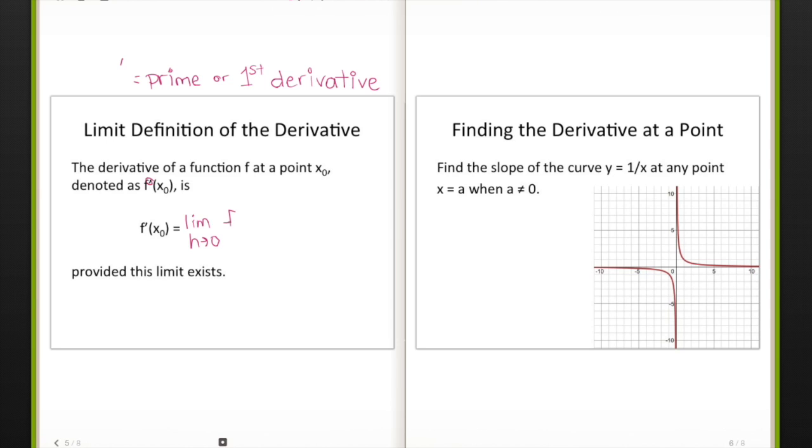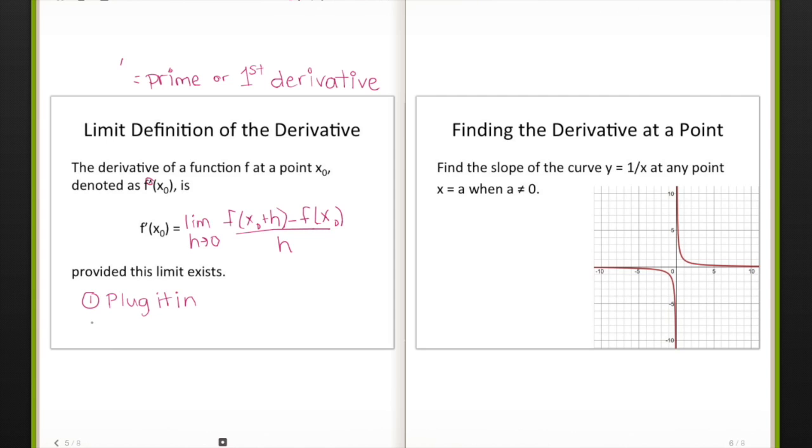So to find that derivative, we take the limit as h approaches 0 of f of x sub 0 plus h minus f of x sub 0, all divided by h, provided this limit exists. If the limit doesn't exist, then the derivative also will not exist. But that's something you'll worry about way later.